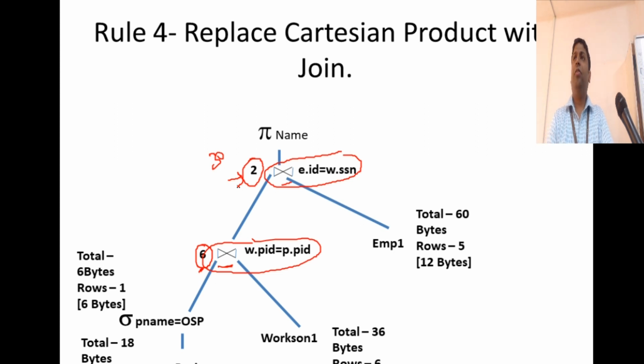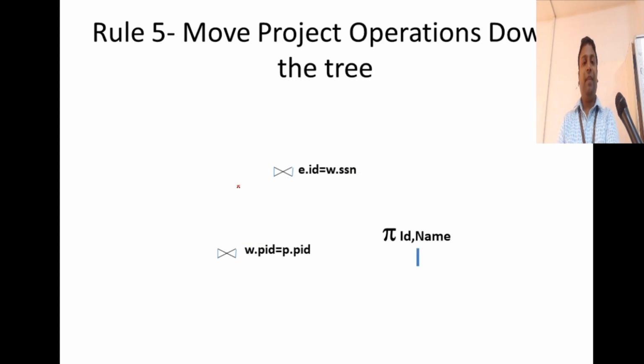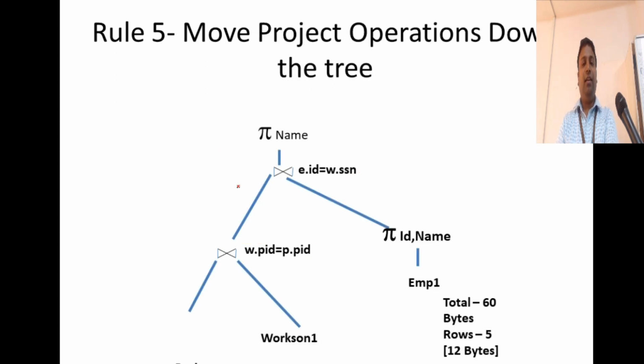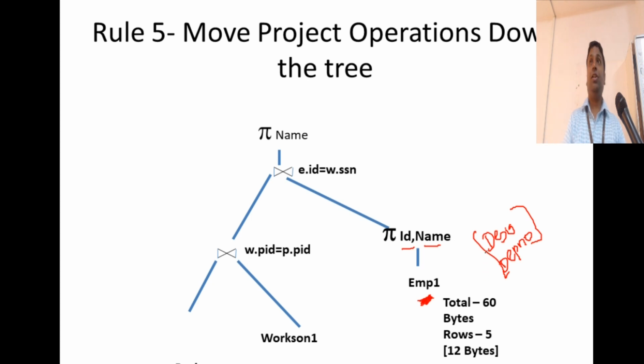What is rule number 5? See whether you can really remove any unwanted columns. Move the project down the tree. That is the final thing, and we don't have any projections here. Yeah, we have one projection here. From employee, we are interested in only ID and name. We are not interested in designation or department number. So what is rule number 5? Move the projections down the tree.